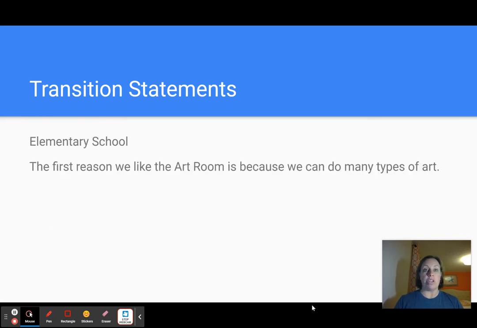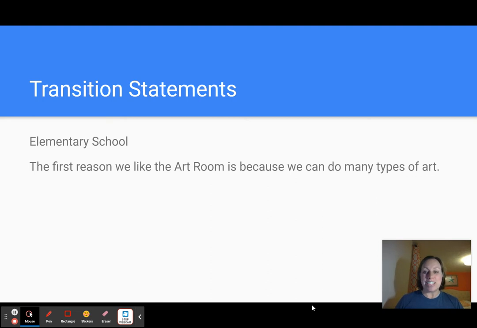So in elementary school, you wrote reasons like, the first reason we like the art room is because we can do many types of art. And then your next paragraph would go, the second reason we like the art room is because we like the vibe of the room. Then the next paragraph would say, the third reason we like the art room. Do you get what I'm saying? That's the elementary school way of doing it, and that's not the way we're going to do it.